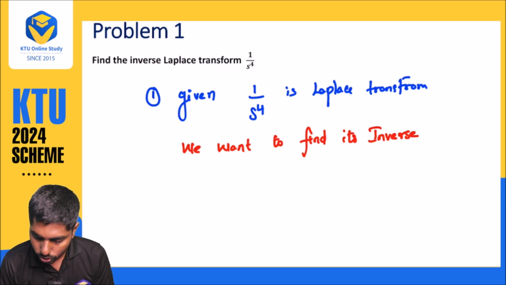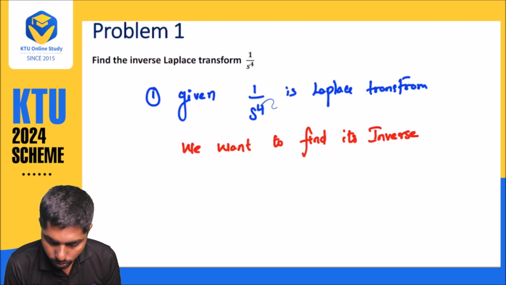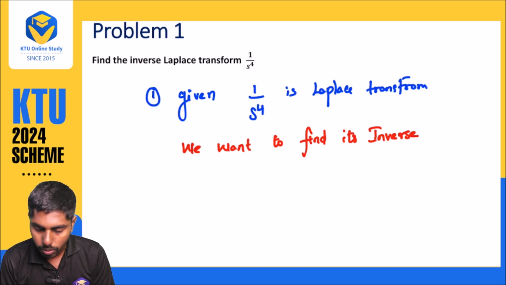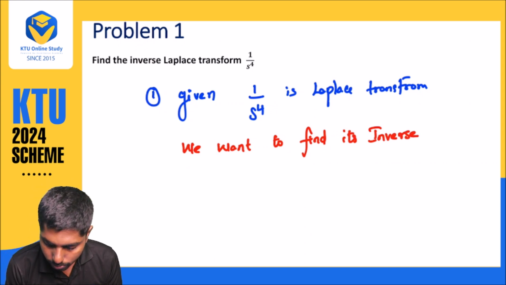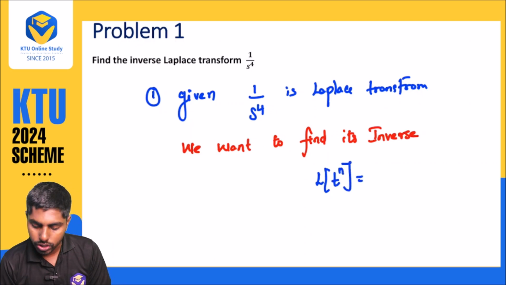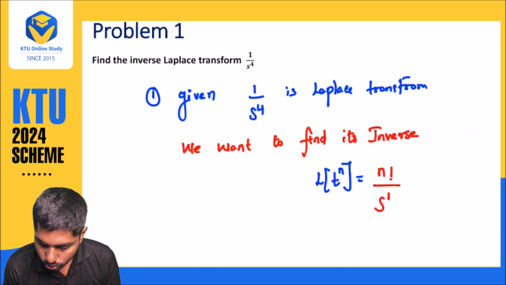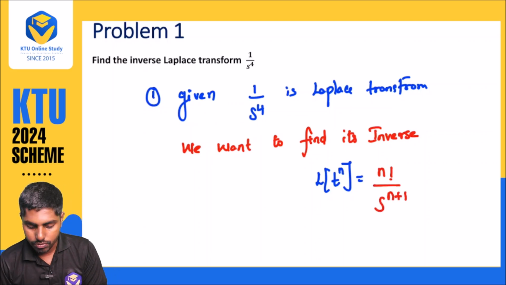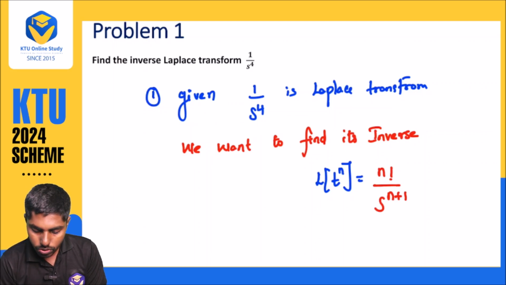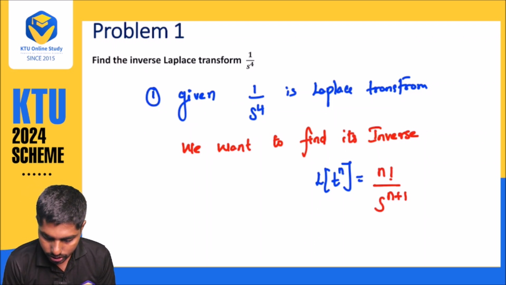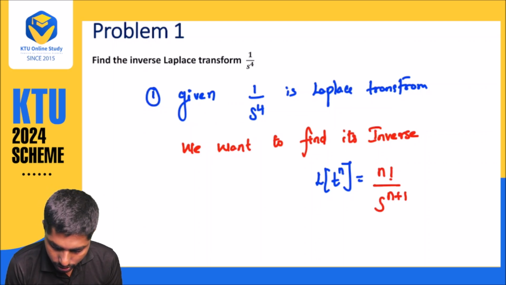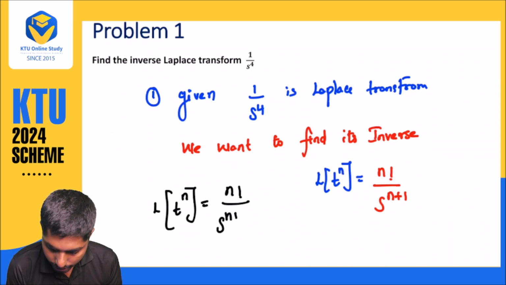So what is the formula? We know the formula for 1 divided by x power 4. That is, L of t power n is equal to n factorial divided by x power n plus 1. This is the formula we have studied. Now just compare that thing. What is the thing they have given? And the formula: L of t power n is equal to n factorial divided by x power n plus 1.